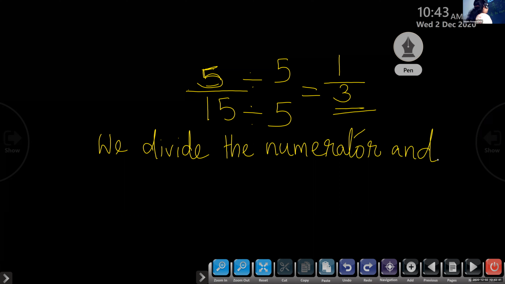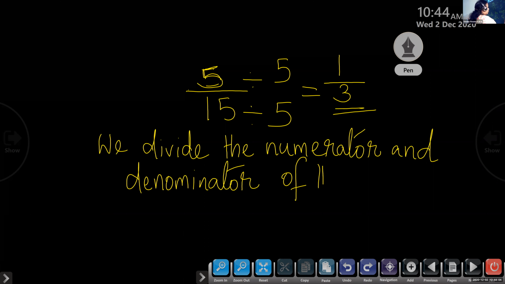4, 5 by 15. So the first one you multiplied by 2, you got 10 by 30. Now we are going to find another one by division. We divide the numerator and denominator of the fraction. Which fraction? The same one we wrote for multiplication.